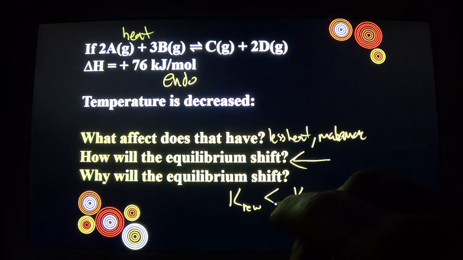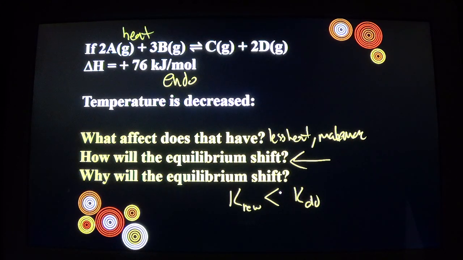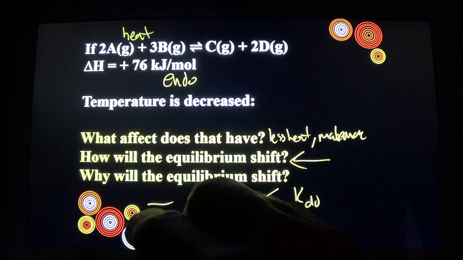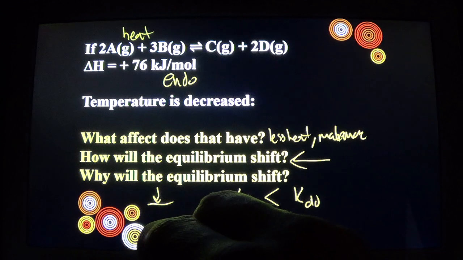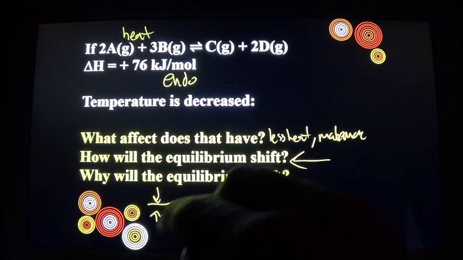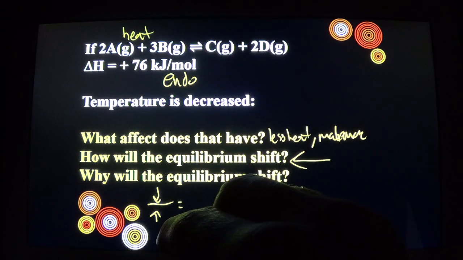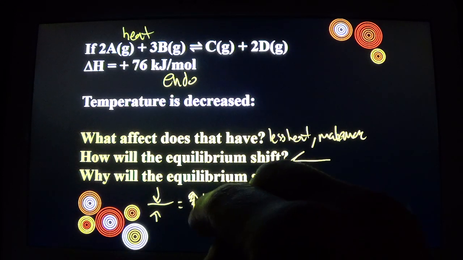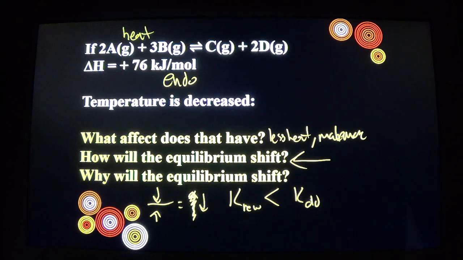That means that my K new is going to end up less than my K old because, going back to that little doodle, we're going to lose products, make more reactants. That's going to be a bigger number. Well, I don't know why I said bigger number. A smaller number. I even tried to say that, and I don't know why that didn't work.